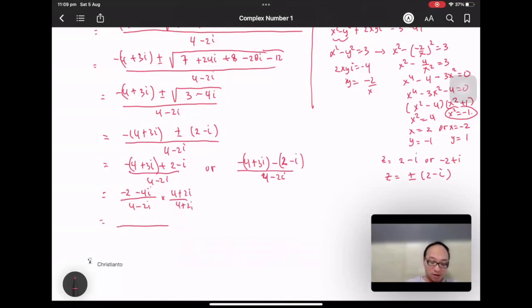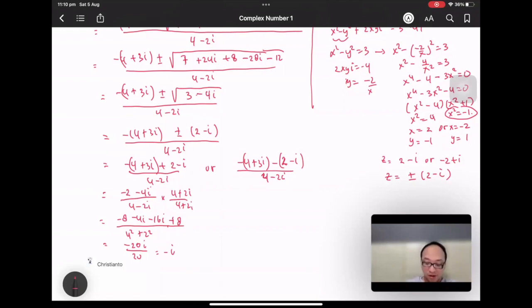So the denominator will be 4 squared plus 2 squared. And the top will be negative 8 minus 4i minus 16i, minus, so it becomes plus 8, since i squared is negative 1, don't forget. So this will be negative 20i over 20. So this is minus i.